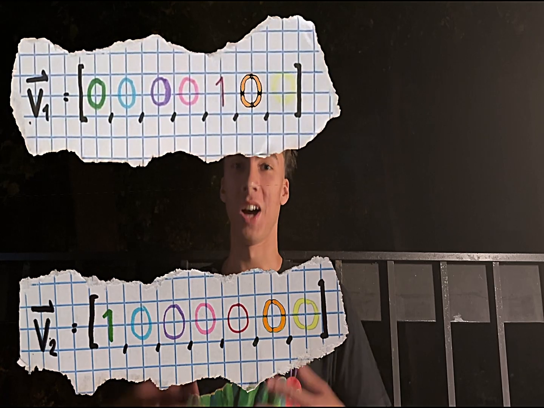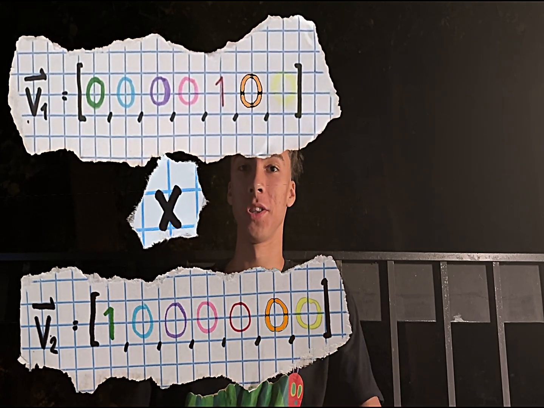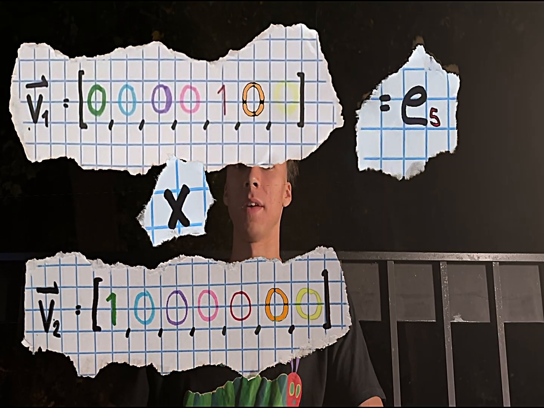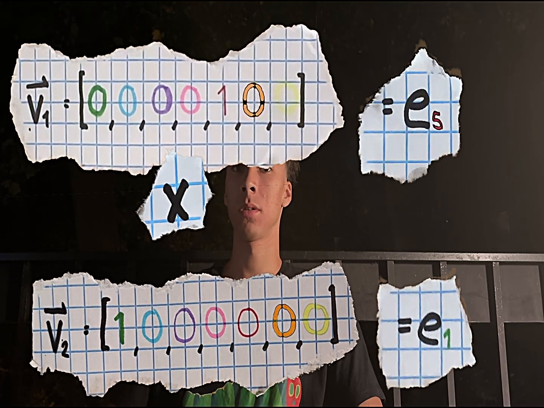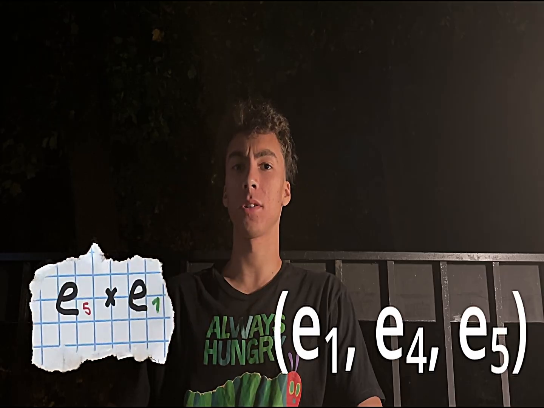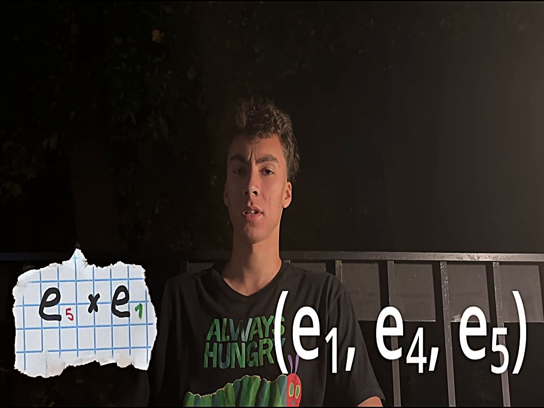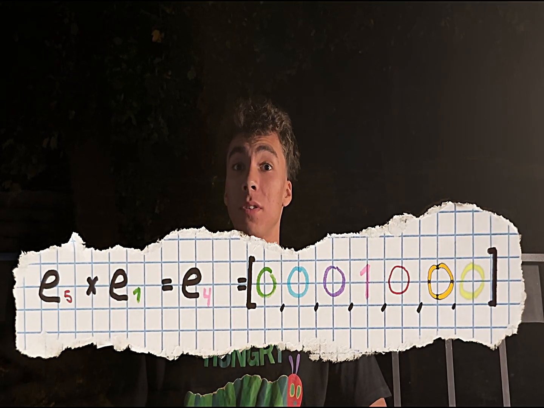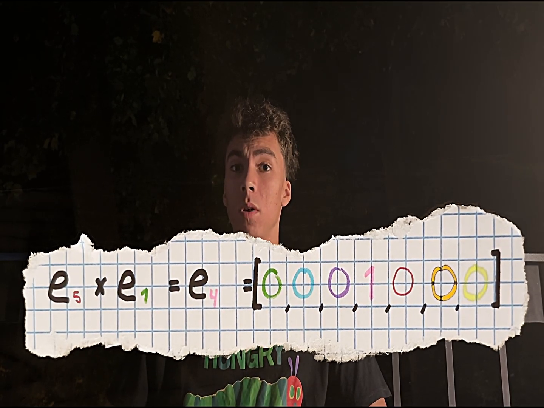Okay, let's do some cross product. Let's take 2 vectors in 7-dimensional space and obviously cross multiply them with each other. We can see that vector 1 is equal to e5 and that vector 2 is equal to e1. We can use one of the triads to figure out the cross product between these 2 vectors, and we get e4, which is equal to 0, 0, 0, 1, 0, 0, 0.